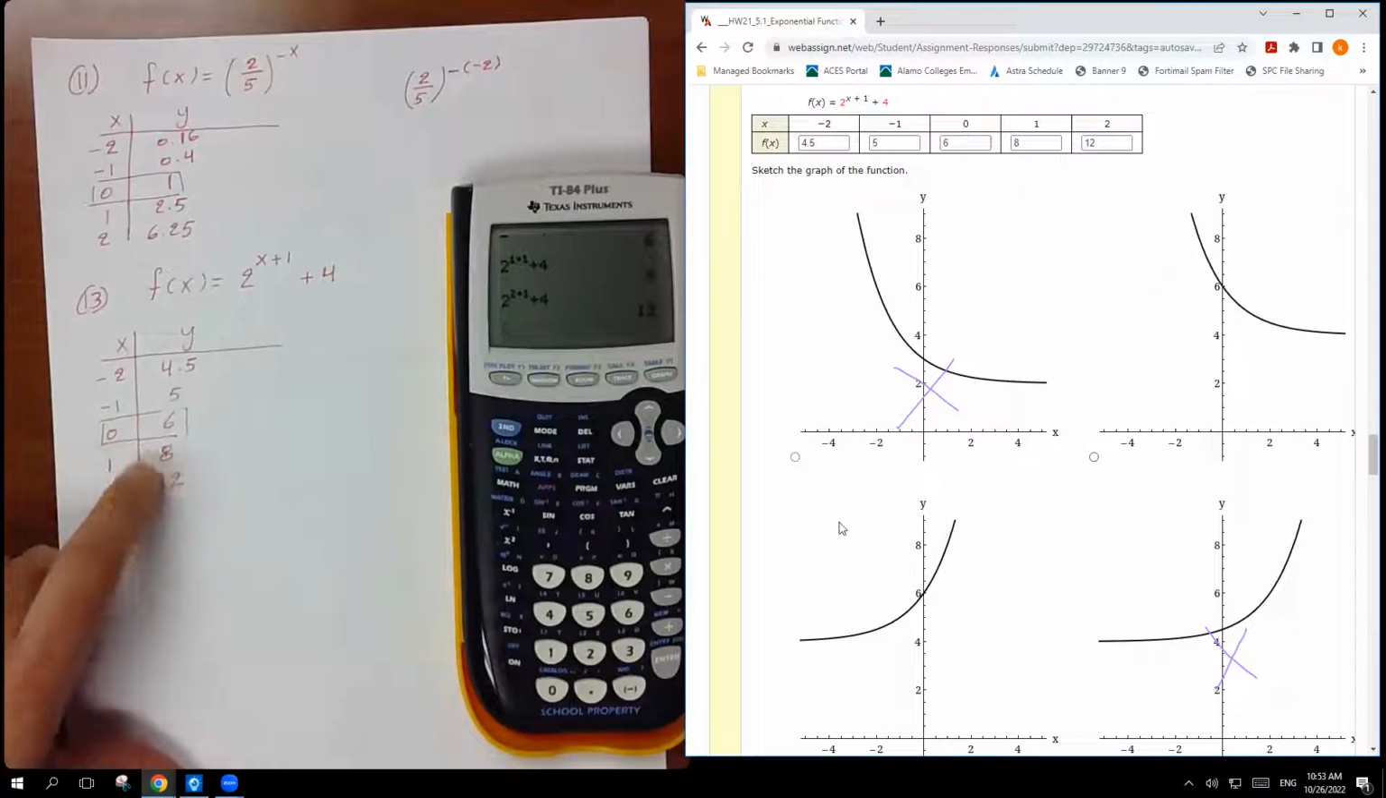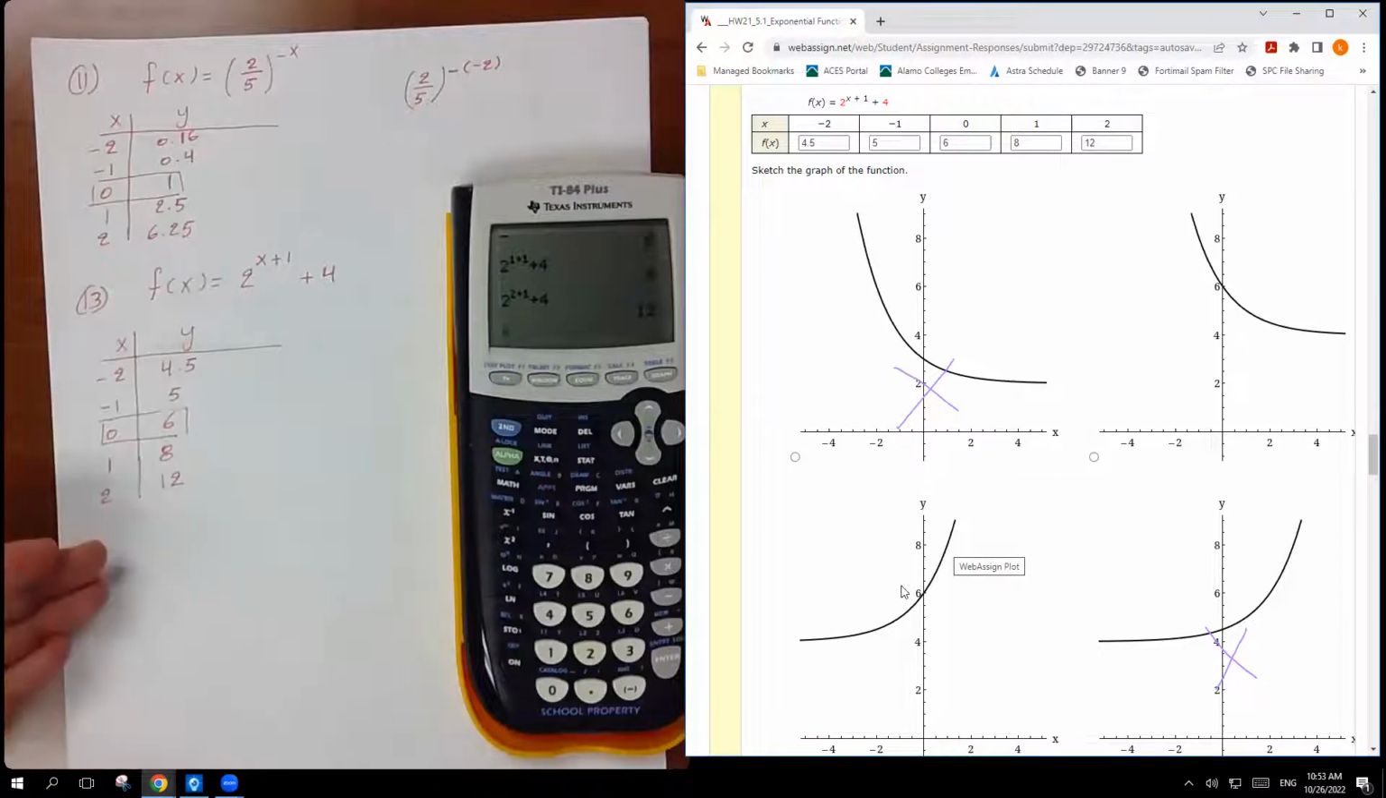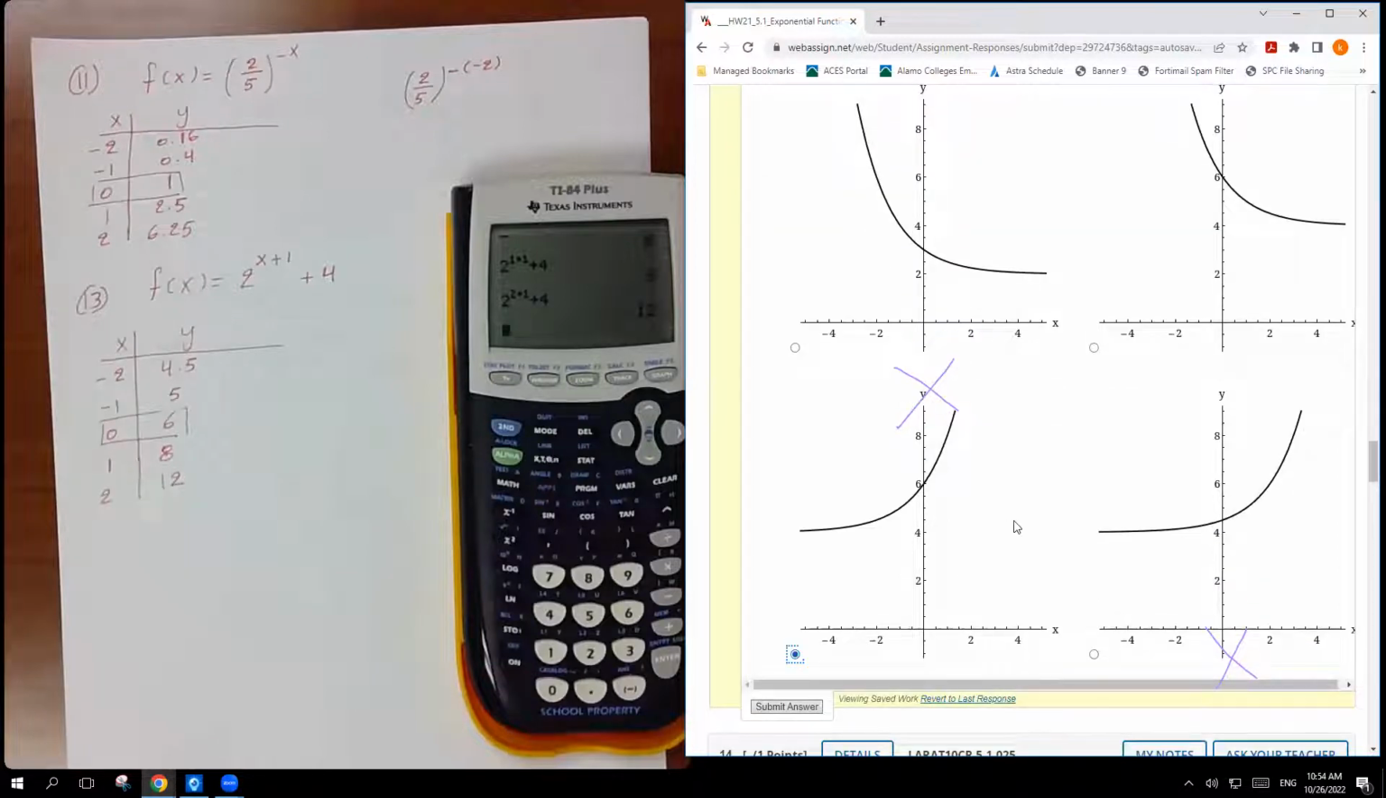Let's check another point. When it's 1, y equal 8. This is 1, y equal 8 here. So this is the right graph. By just figuring out these points without graphing, we figure out this is the right one. So let's make sure this is the right one.